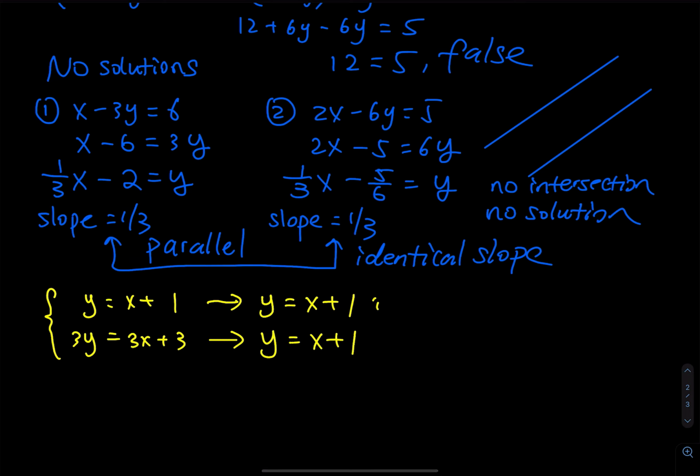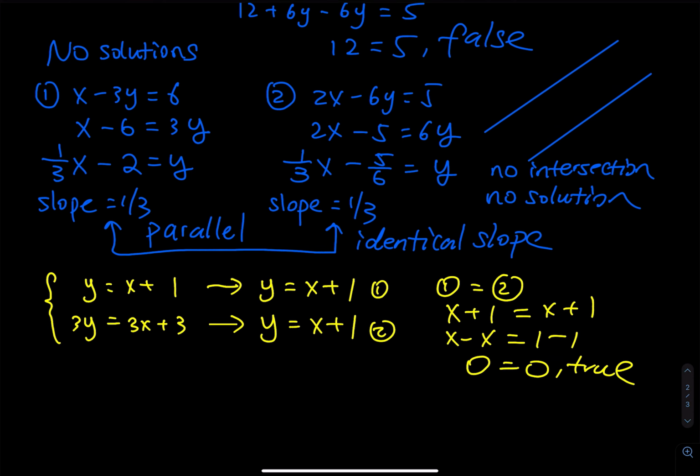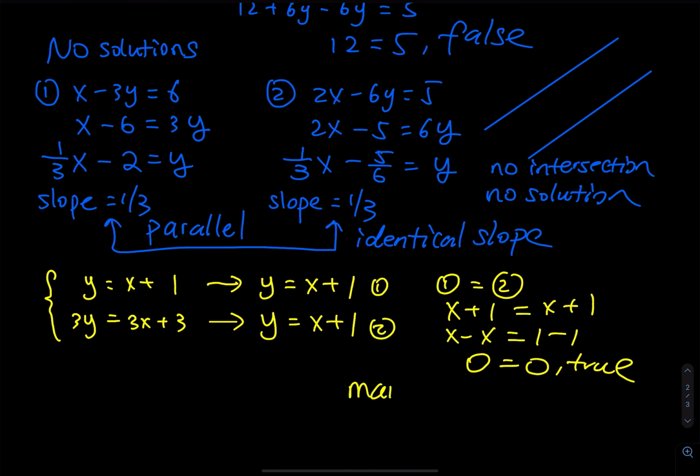So this is number 1, this is number 2. When you let number 1 equal number 2, you have x plus 1 equals x plus 1, and then x minus x equals 1 minus 1, 0 equals 0. This is true. This is not false. What happens when you have no variable and you have constants only, and the left side is equal to the right-hand side? That means this system has many solutions.